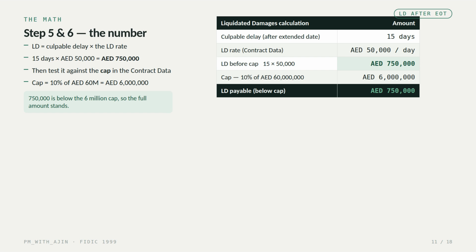Steps 5 and 6 give us the number. Step 5. Liquidated damages equal the culpable delay times the LD rate. 15 days at 50,000 dirhams a day is 750,000 dirhams. Step 6. Test that against the cap in the contract data. Here the cap is 10% of a 60 million dirham contract. So 6 million, and 750,000 is comfortably below that 6 million cap. So the full amount stands.